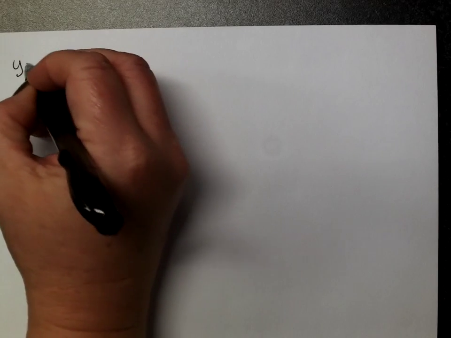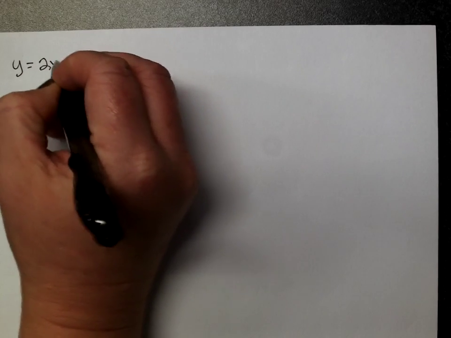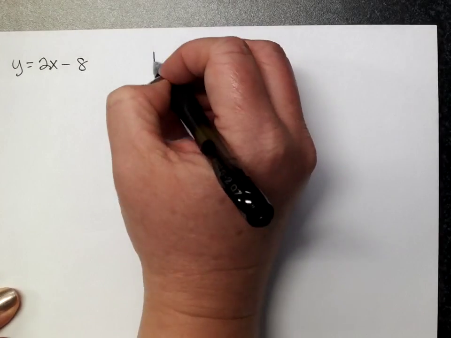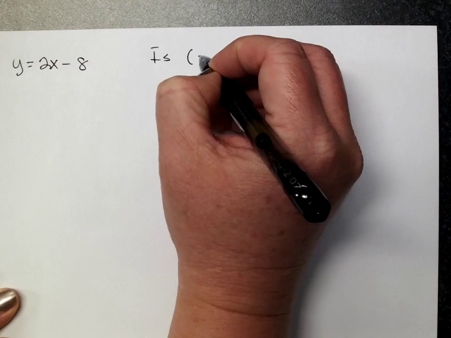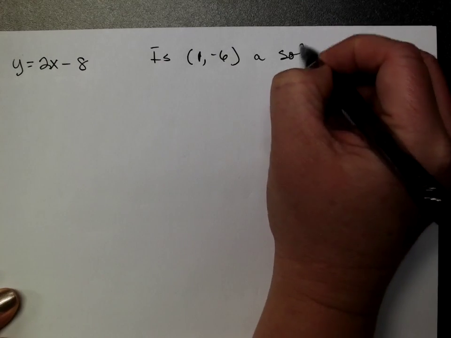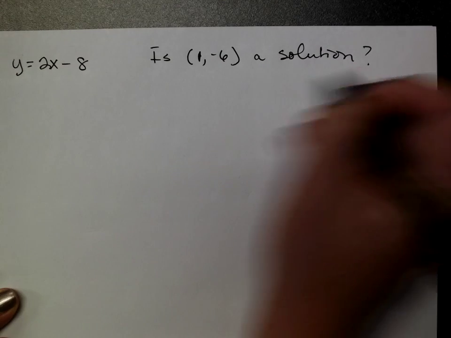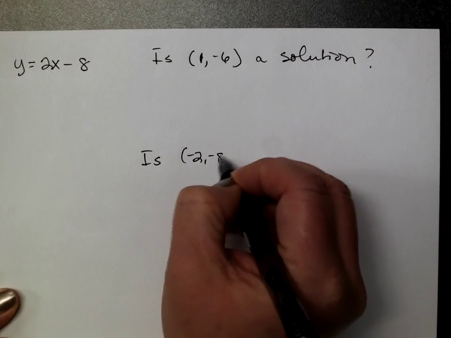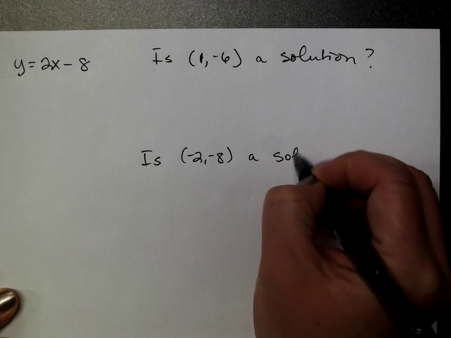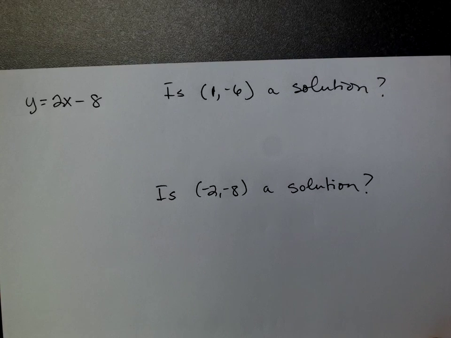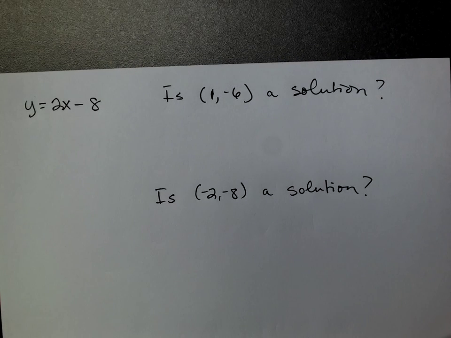So if we're working still with the linear family with this particular equation, y equals 2x minus 8, ask: is (1, negative 6) a solution? And also ask: is (negative 2, negative 8) a solution? Okay.